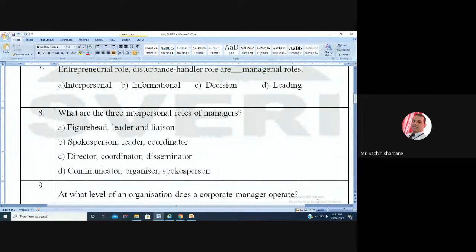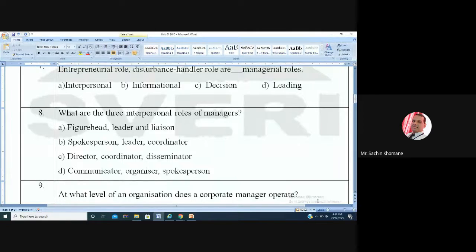Next one is spokesperson, leader, coordinator, director, everybody knows. Coordinator, again the same word. Disseminator means who is passing and distributing the information or data among the people, just passing, nothing else. Like a postman, you can say. A postman is a better example of a disseminator. He collects the parcels and disseminates them to the society who has that particular letter. Then communicator means giving the information, and if that person is asking, responding to it. Organizer means distributing the activities, and spokesperson means speaker.